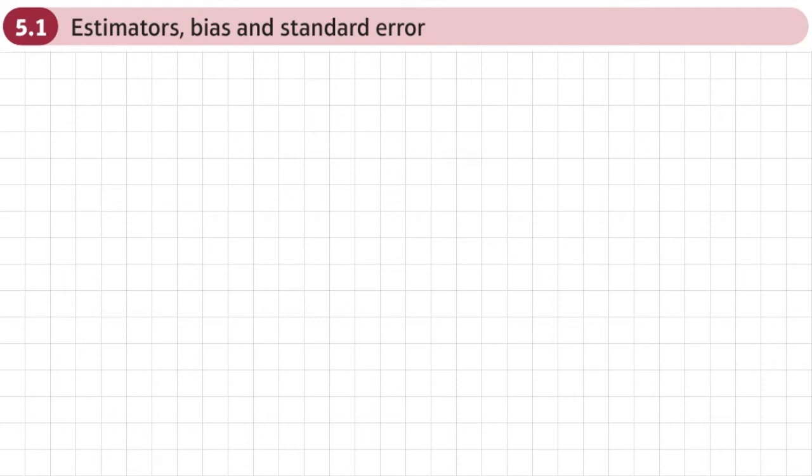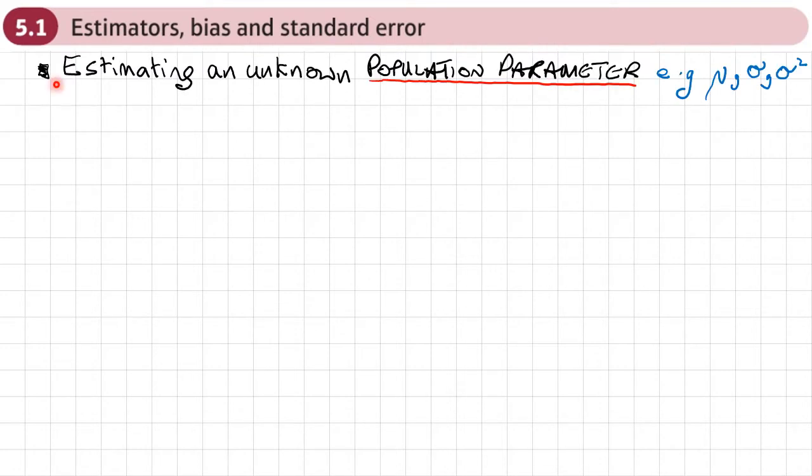This is the first section of chapter 5 and it's about estimators, bias and standard error. This section is all about how we can estimate an unknown population parameter, for example something like the mean, the variance or the standard deviation.